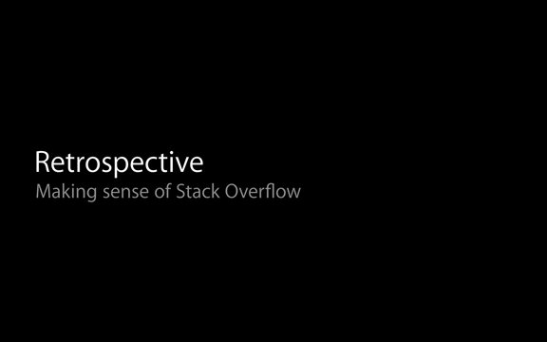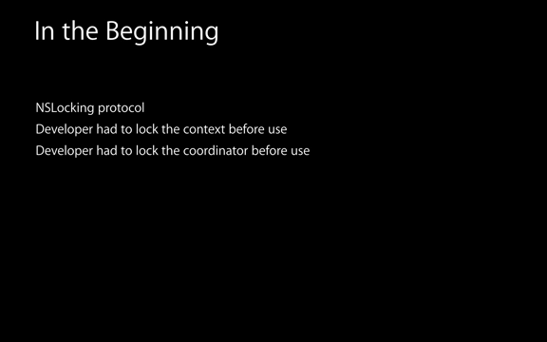So, making sense of what you see on Stack Overflow. In the beginning, NSManagedObjectContext and NSPersistentStoreCoordinator implemented the NSLocking protocol. And what this meant was that before a developer started accessing the managed object context, and that included things like accessing properties on NSManagedObjects created by that managed object context, the developer had to lock the context. If they wanted to message a persistent store coordinator, they needed to manually lock the persistent store coordinator before they sent whatever message they wanted. And, because this is a locking protocol, they're also going to need to unlock after they're done with the context or coordinator, respectively.